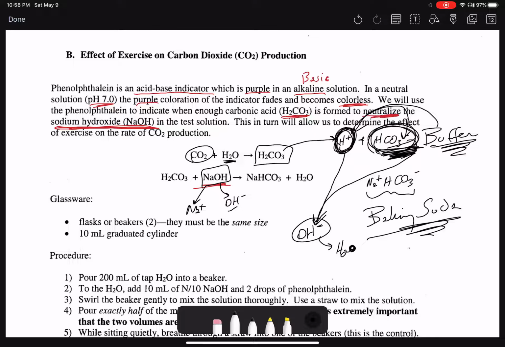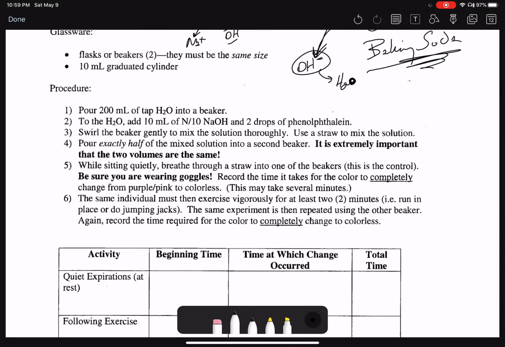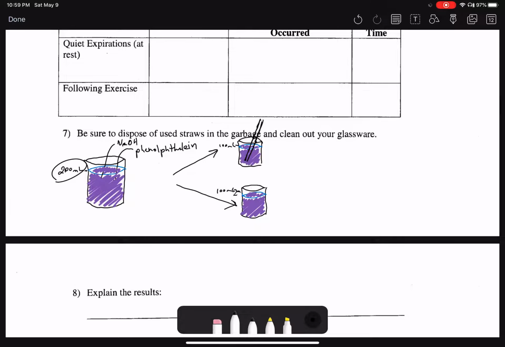Buffers neutralize solutions. This solution started off as a basic solution. When we add bicarbonate, we now have a neutral solution. How do we know we have a neutral solution? Because we have the phenolphthalein indicator dye. So the solution is going to go from being purple to being clear.